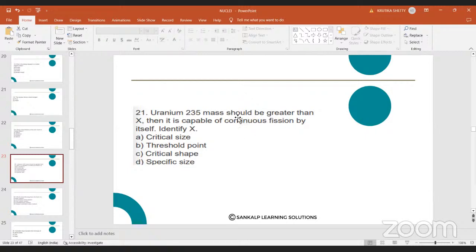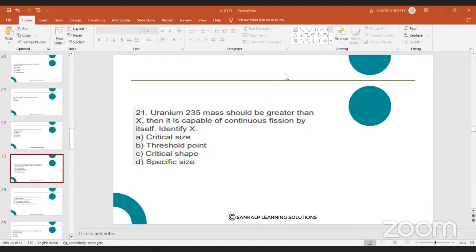So it is giving you fission reaction. If it is giving you fission reaction, whether it is of the critical size or the shape or the specific size or the threshold point. Akash, Abhishek, Deepika, Harshita, what is the answer? Threshold. It is there in your book.